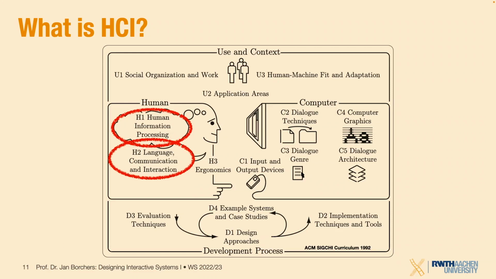So around humans and computers, we have a design process, like a development process, right? With different approaches on how to do design, how to do prototyping, and how to do evaluation, and about example systems. And again, example systems and design approaches, all these things, we will actually be covering in this class. And the later part of the class, the last third, if you like, is really about the evaluation techniques and prototyping techniques.